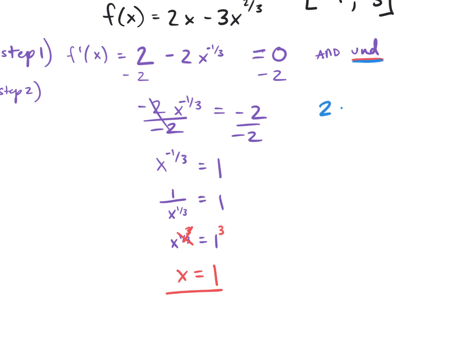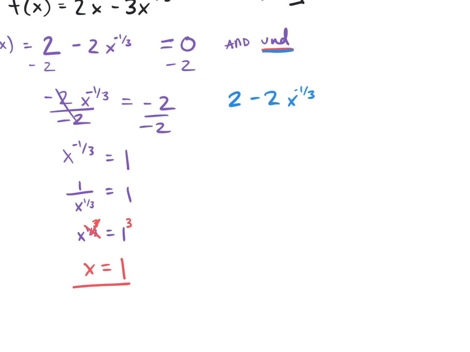So we want to find where 2 minus 2x to the negative 1/3 power is undefined. Well, let's change this to be a fraction. 2 minus 2 over x to the 1/3. What would make this undefined? If x is 0, yes, if we have 0 in the denominator. So if you have a fraction, set your denominator to be 0 and solve. Here, when we cube both sides, we just get x equals 0. So 0 is also one of our critical numbers.